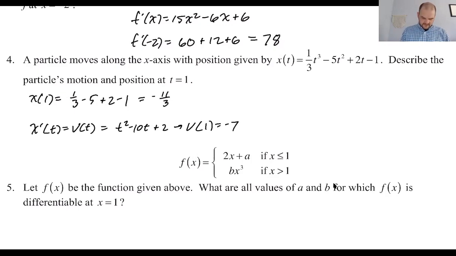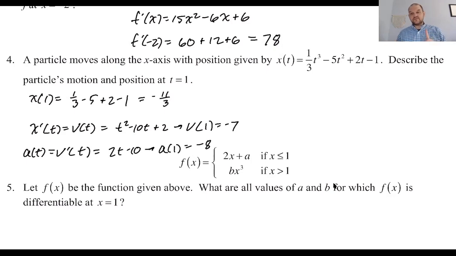And then I need a of t, which I'm going to say is v prime of t. I need to know this because if I'm going to say if the speed is increasing or decreasing, I need to know if the velocity and acceleration have the same sign or opposite signs. So I don't really care what the value is. I just care if it's the same sign or opposite signs. So 2t minus 10. So a of 1 is -8. So I know the speed is increasing.